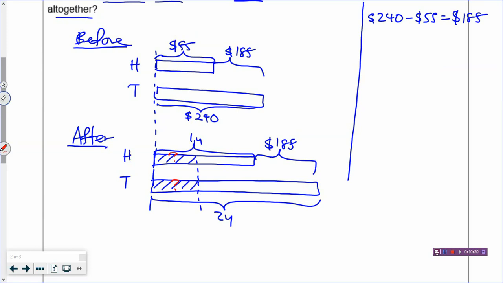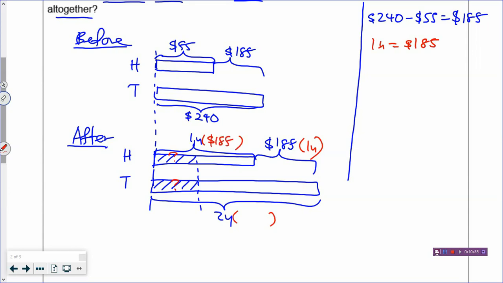Or how many units does Tim have more than Henry in the end? 2 units minus 1 unit, Tim has 1 unit more than Henry, right? And that 1 unit is also $185. And with that, you can find many things. You can find 2 units, and you can find 1 unit, which is also $185.